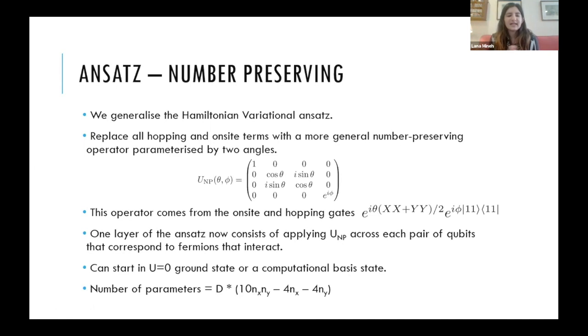The nice thing about this ansatz is that because it's more general, you can either start in the U = 0 ground state like before, or you can start in a computational basis state. The number of parameters is now much bigger, but hopefully that means we're parameterizing more of the region with a lower actual circuit depth.